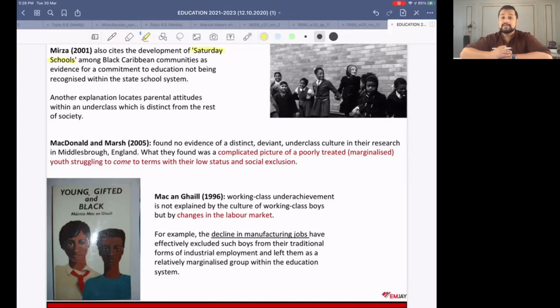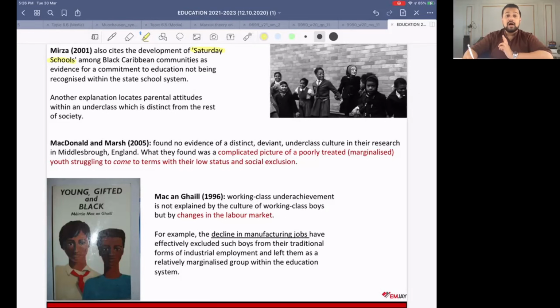Probably there's some sort of deficiency in the state schools, because of which children from working class, majorly Afro-Caribbean, Black Caribbean backgrounds, have decided to come up with a communal initiative to be able to help their pupils, to help their kids do better, right? Mirza also cites the development of Saturday schools among Black Caribbean communities as evidence for a commitment to education not being recognized within the state school system, right?